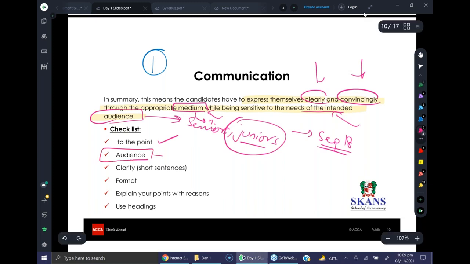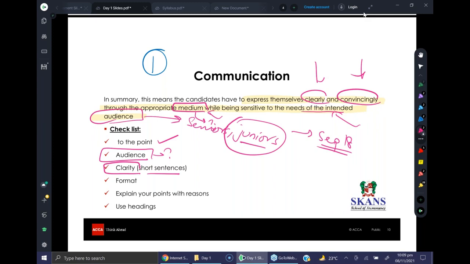Take care of the audience. So again, are you talking to a junior or are you communicating it to your seniors or the people parallel to you? Clarify your answer by writing short sentences sometimes. When you write long sentences, sometimes you're not able to write the answer which makes sense to the examiner. Are you all listening to me? Especially if English is not your first language, then this can be a problem to write statements which are clear to the examiner. So try to write short sentences and they will be more meaningful and more clear.